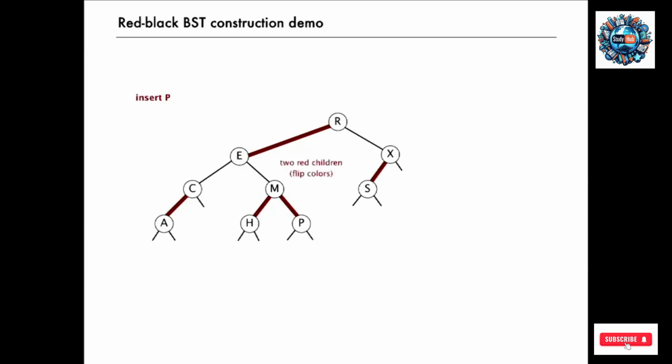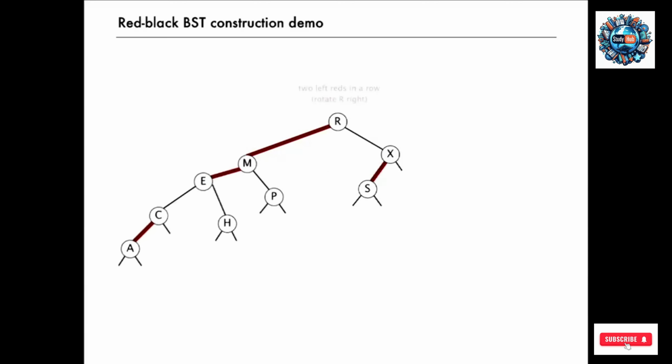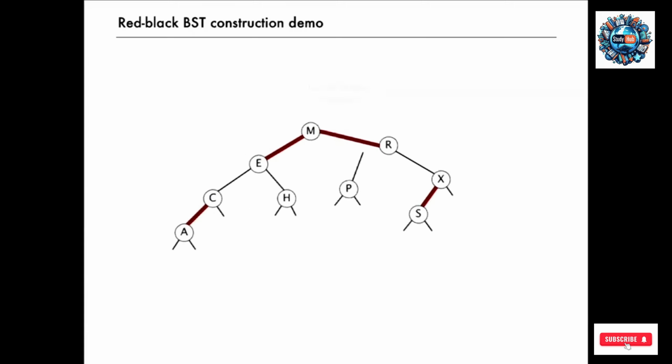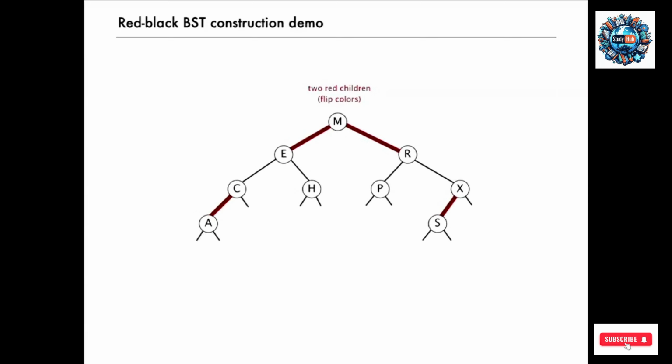so flip the colors. Flip the colors, now we have a temporary 4-node that's out of balance, so we need a double rotation. First rotate E to make that link lean to the left, then rotate R to bring the temporary 4-node into balance, and then flip the colors. And that's a legal red-black BST.